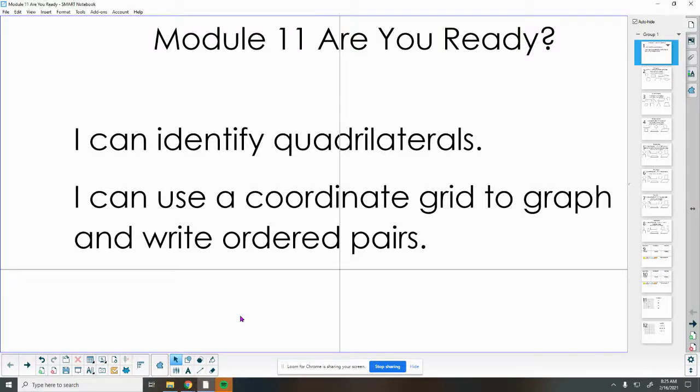This video is going to go over Module 11, Are You Ready? So the skills that we want to work on today are identifying quadrilaterals and using a coordinate grid to graph or locate ordered pairs. So we are going to be graphing quadrilaterals onto coordinate graphs in Module 11. So we want to make sure we understand what different polygons and quadrilaterals are and how to use that graph.